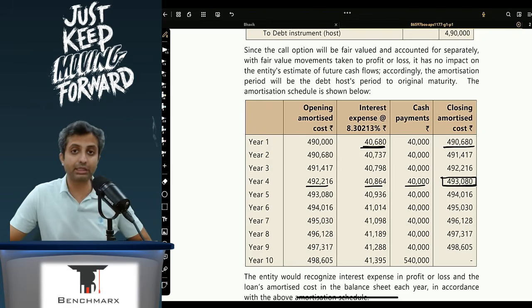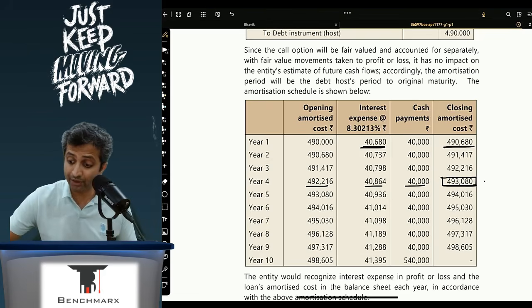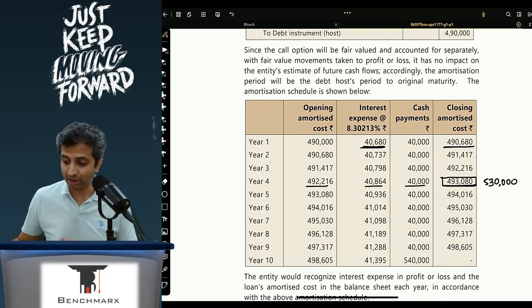Now this is the first time you get a prepayment option. There will be other years as well. But if you decide to prepay now, the prepayment amount will be 5 lakh plus 30,000. That is 5,30,000. Now if I try to find the difference between 5,30,000 minus 4,93,080 divided by 4,93,000. So this is how much?